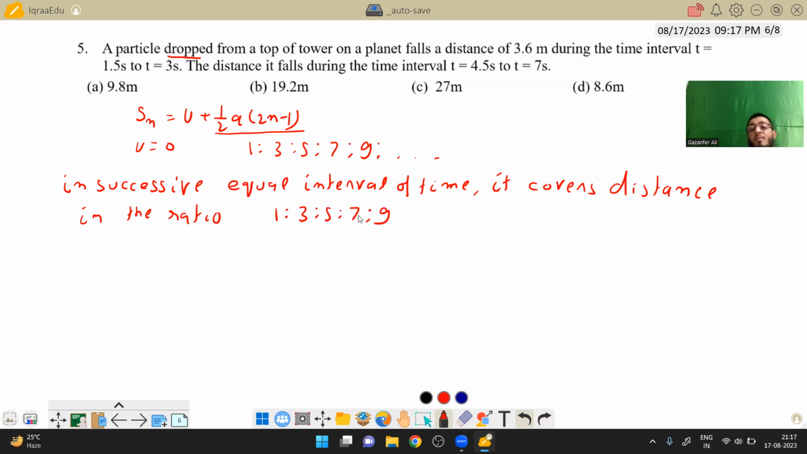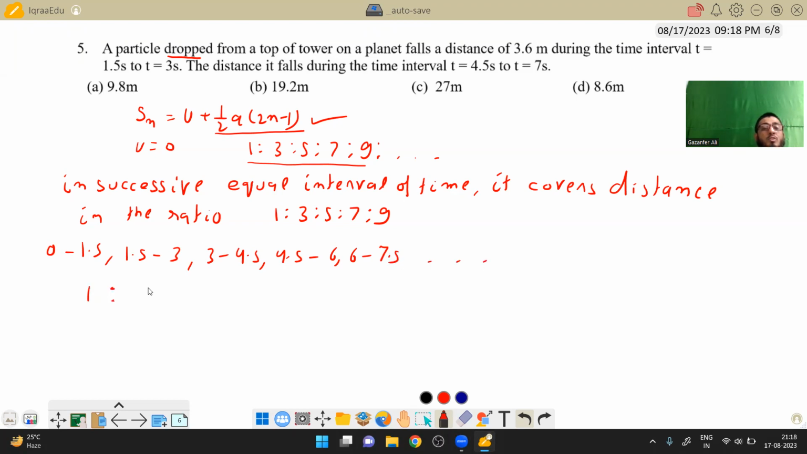1:3:5:7:9. I have generalized this result. This ratio was given for the first second, second second, third second, so the interval is 1 second. Now I'm saying you take any interval, whether it's 1 second or 1.5 second or 2 second, then in successive equal intervals of time, I can take the intervals as 0 to 1.5, 1.5 to 3, 3 to 4.5, 4.5 to 6, 6 to 7.5, and like this. So distance will be in the ratio of 1:3:5:7:9.